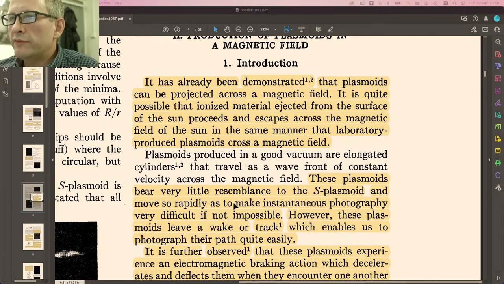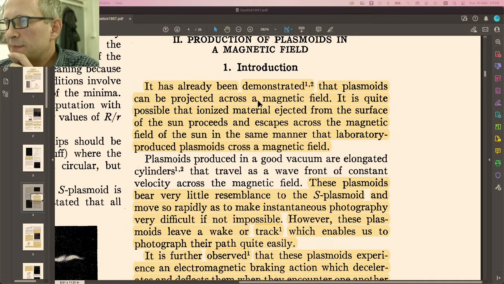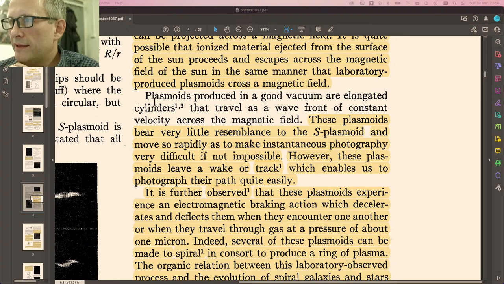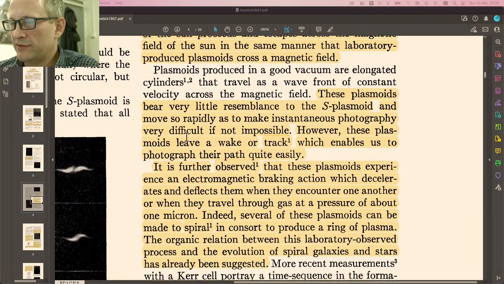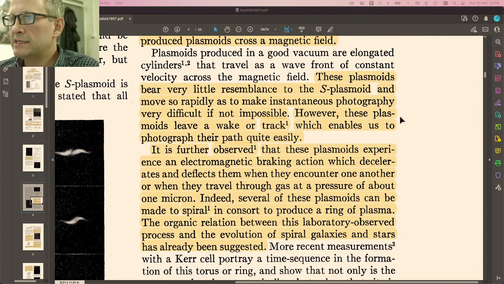So, moving on. It has already been demonstrated the plasmoids can be projected across a magnetic field. It is quite possible that an ionized material ejected from the surface of the sun proceeds and escapes across the magnetic field of the sun in the same manner that laboratory produced plasmoids cross a magnetic field. These plasmoids bear very little resemblance to the S plasmoids and move so rapidly as to make instantaneous photography very difficult, if not impossible. However, these plasmoids leave a wake or a track which enables us to photograph their path easily.